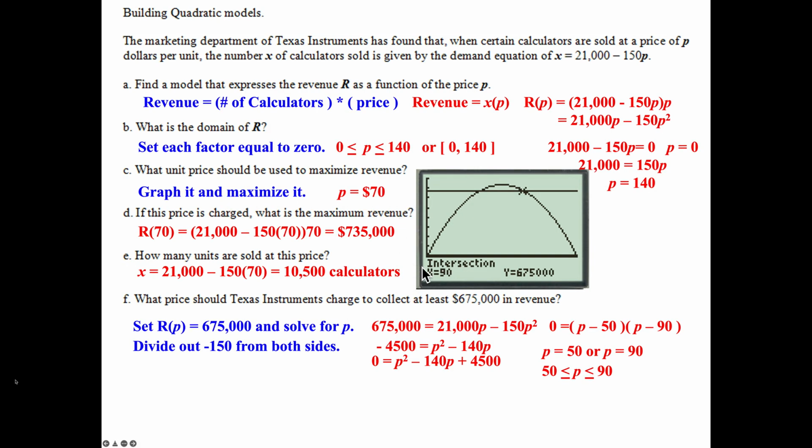Okay, next word problem or model. A farmer has 2,000 yards of fence to build 2 adjacent rectangular corrals. What are the dimensions of each corral to maximize the total area? Okay, wait, maximize again. We want to see a parabola that opens down. So again, you have to have a negative variable squared somewhere.